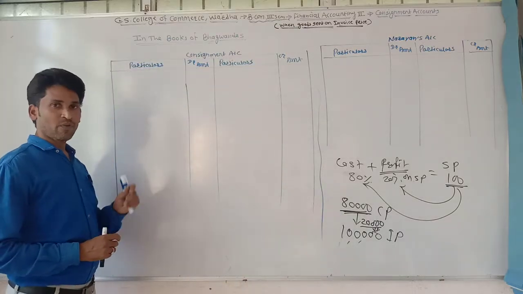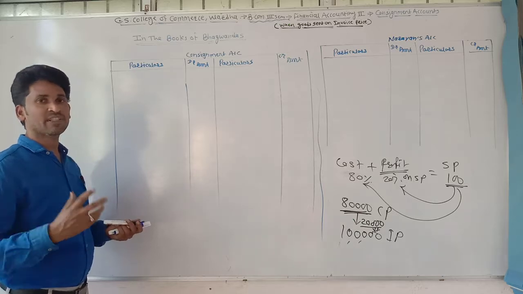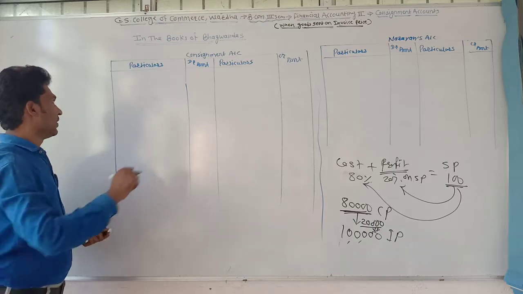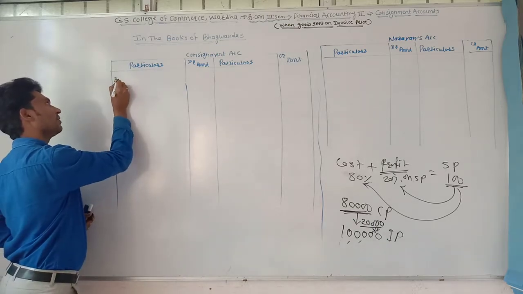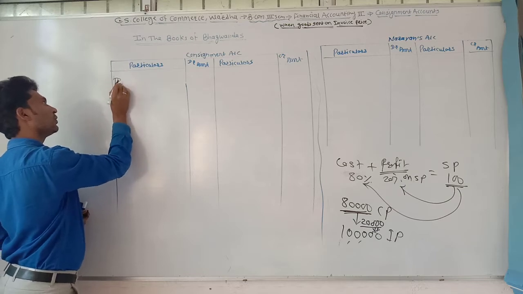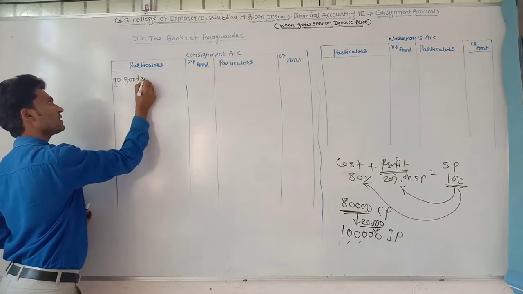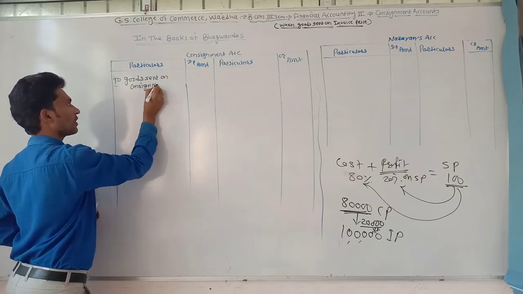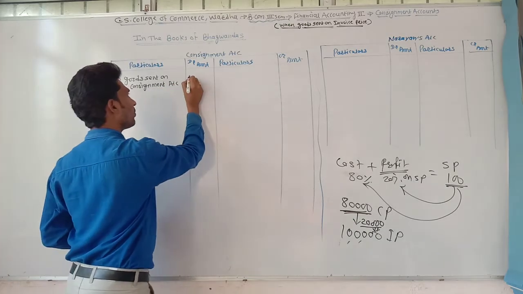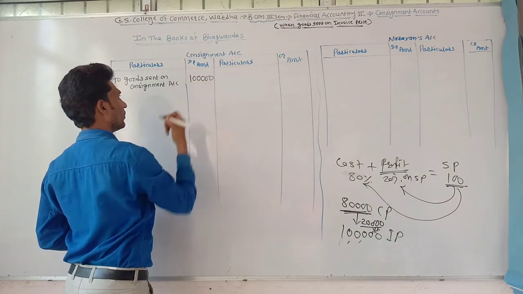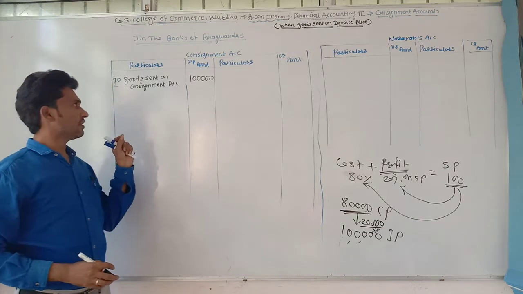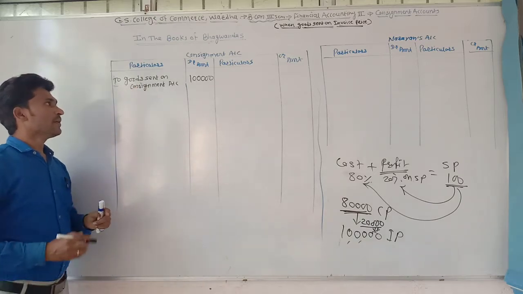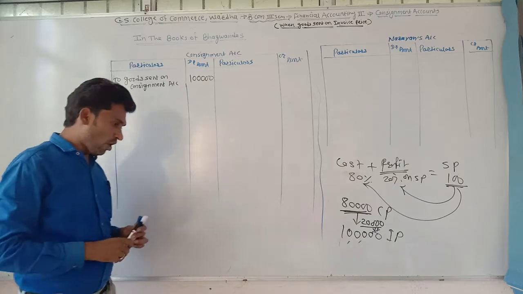Journal entries are the same. When the consignor sends the goods to the consignee, it passes the journal entry: consignment account debit and goods sent on consignment account credit. So write at the debit side of the consignment account: to goods sent on consignment account rupees 1 lakh. The entry is the same, but there is just one difference. It sent the goods on invoice price, so it writes the invoice price there.